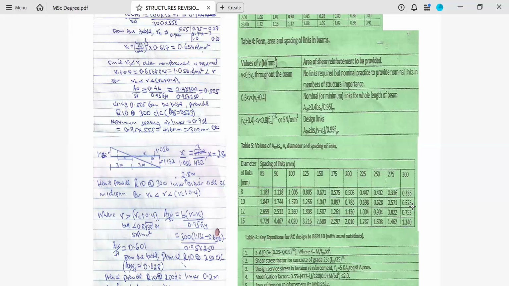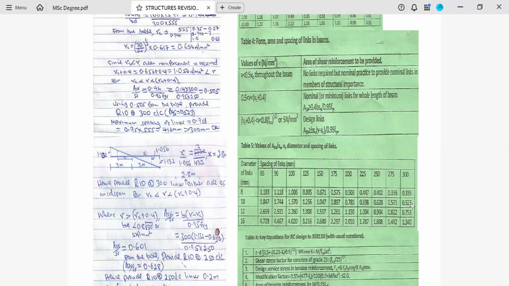Now let's look at the second case, where the design shear stress V is greater than VC plus 0.4. We have been given a formula as above. Look at table 4. We have been told in that case we take ASV over SV equals B into V minus VC over 0.95 FVY. So this is how we proceed. We just substitute. B is 300, V is 1.132, VC was 0.56, and 0.95 times FVY of 250. Now we get a value of 0.601.